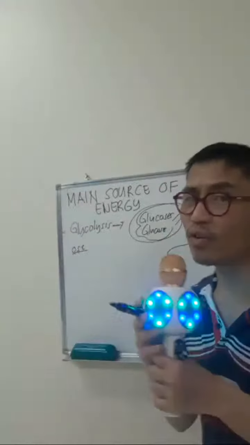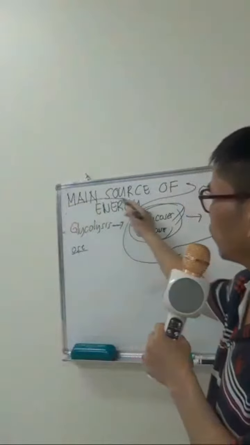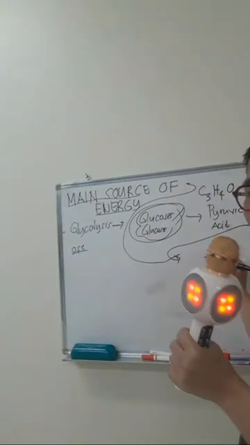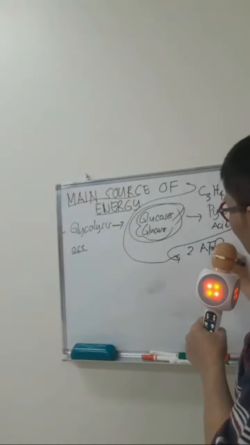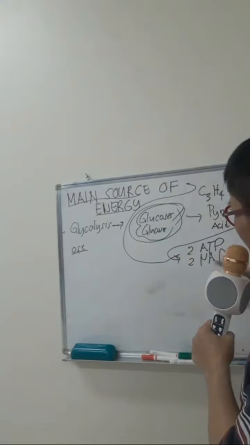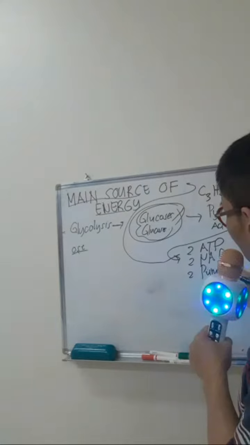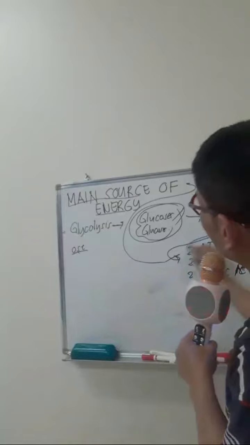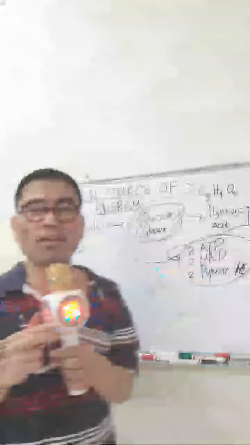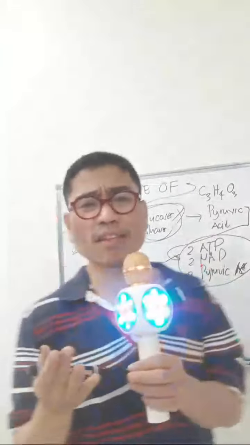Okay, and then it will produce the main source of our energy, which is reflected in our title. See? Main source of energy. This is now 2 ATP, 2 NAD, and 2 pyruvate molecules, coming from the pyruvic acid, of course. So these three are energy carrying molecules found in our cells. Very, very important substances.